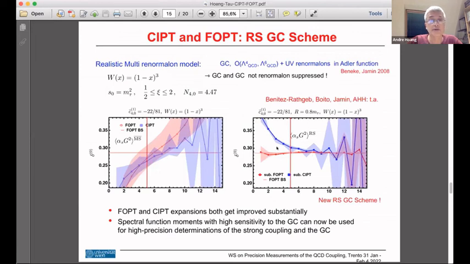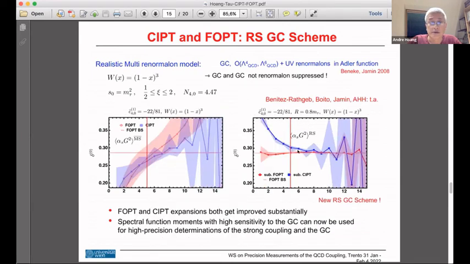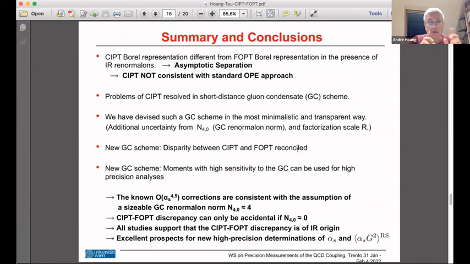We'll show that in a future paper. And the classic moments, which are only relevant for alpha S determinations, if you apply this method, then the discrepancy is reduced. Okay. So let me just summarize the basic points at the end. The known 4 and 5 loop corrections are fully consistent with the assumption that a sizable gluon condensate norm exists with around 4 or 4.5.